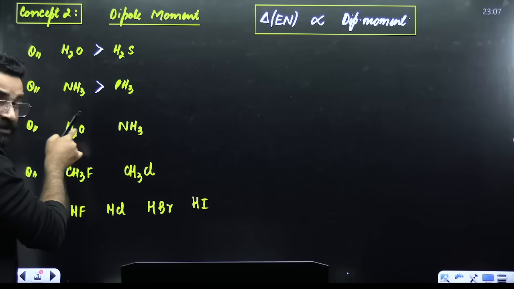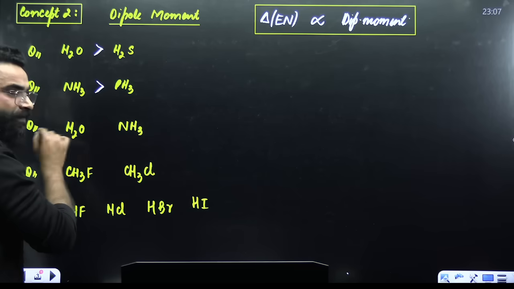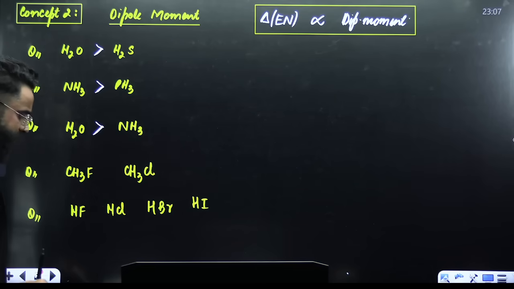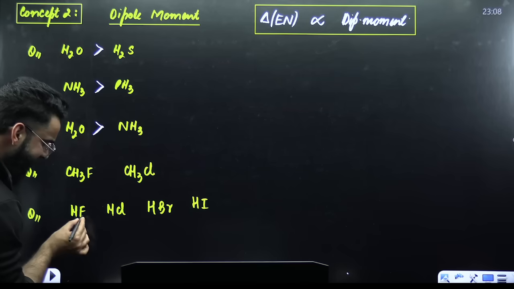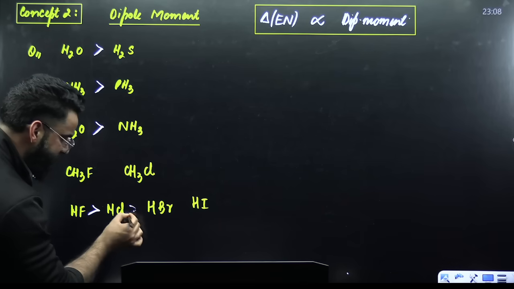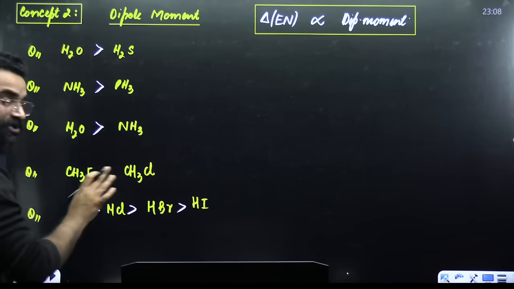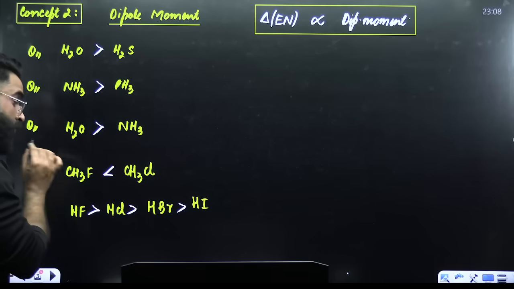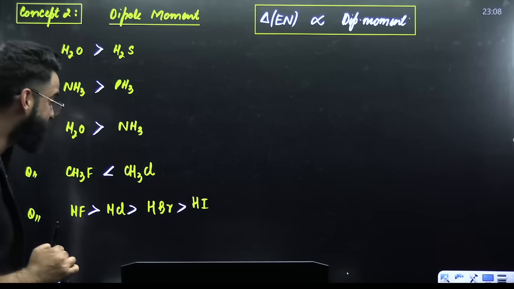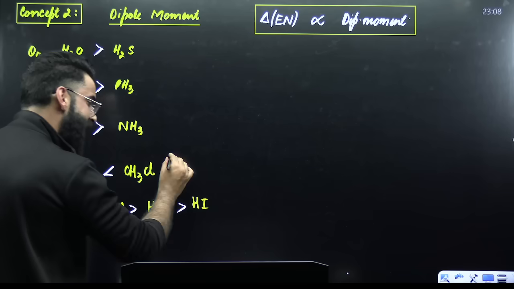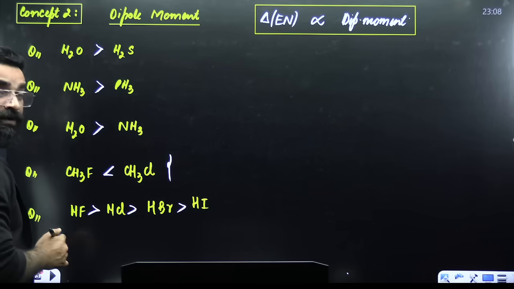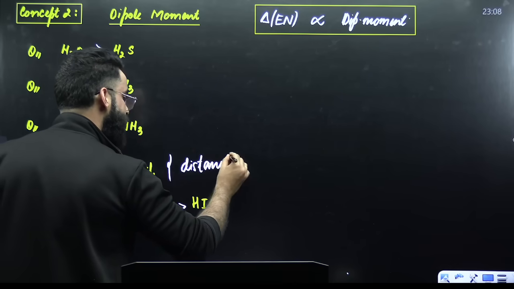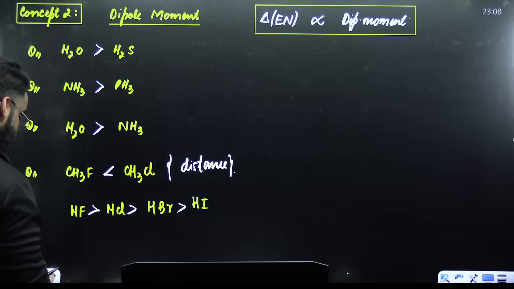Similarly, OH and NH. In case of OH, I would say the electronegativity difference is more, so the dipole moment is more, right? Similarly, in the last case, the electronegativity difference is more, so the dipole moment is more. Perfect. Now this is the case which I have to remember. In this particular case, remember CH3Cl has more dipole moment than CH3F. And here it is not because of the electronegativity difference, it is because of the distance factor. So you can remember it directly. Perfect. So this was our concept number 2.